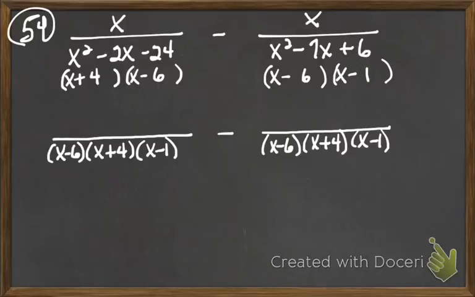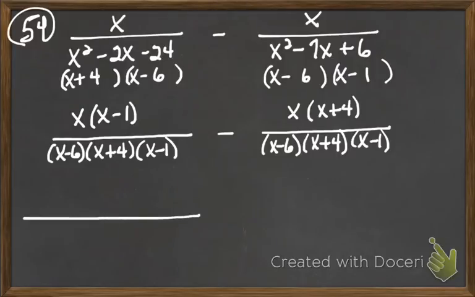Alright, so this is where they get a little bit more difficult. Alright, what am I going to multiply x by? The first x. X minus 1. What am I going to multiply the second x by? X plus 4. Anybody need me to explain that? Right, now we can write this as one big fraction where x minus 6, x plus 4, and x minus 1 is in our denominator.